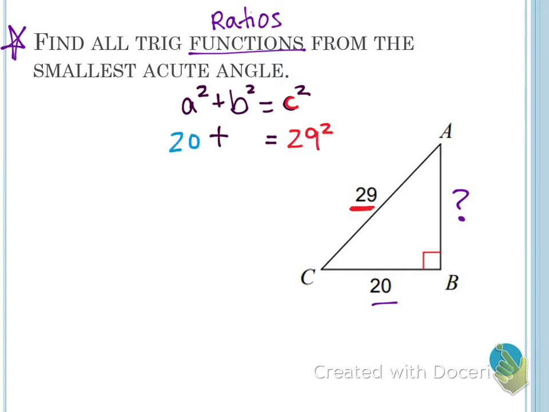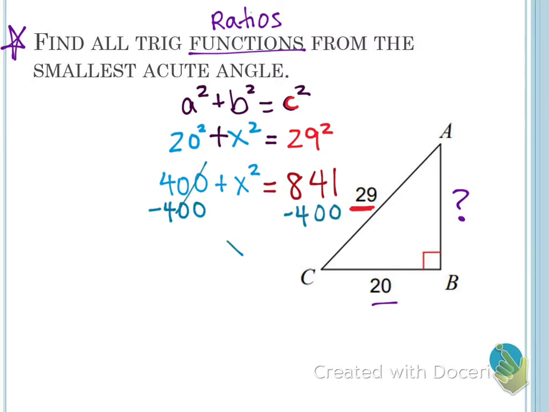29. So we're going to do 20 squared and x squared. What is 20 squared? 400 plus x squared. You do have a square button on the scientific calculator. You won't be using it for tomorrow's quiz, just so you know. You still need to know how to square like normal. But there is a square button if you choose to use it today. What is 29 squared? 841. Subtract 400. X squared equals 441. Take the square root. And that missing side is 21.